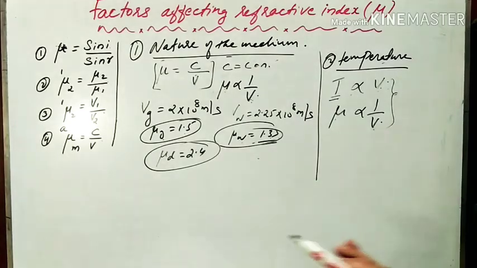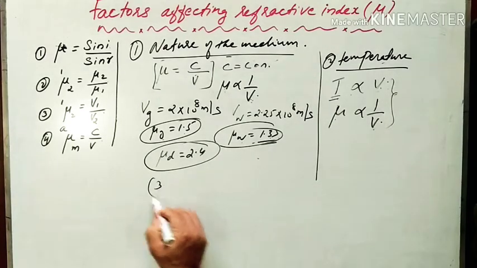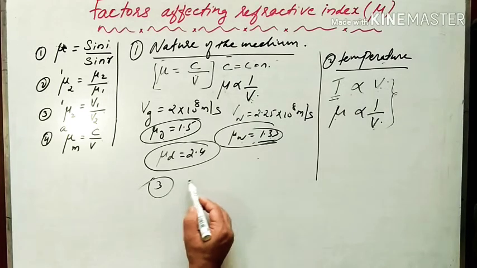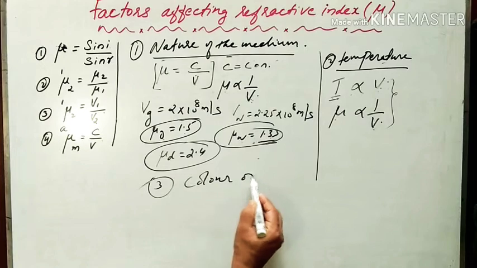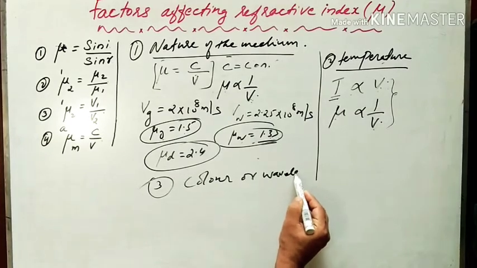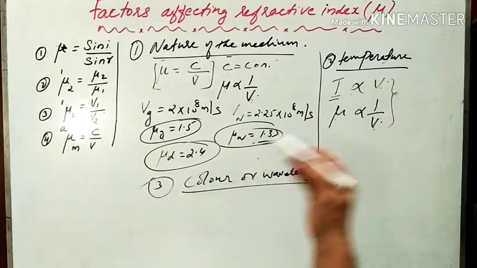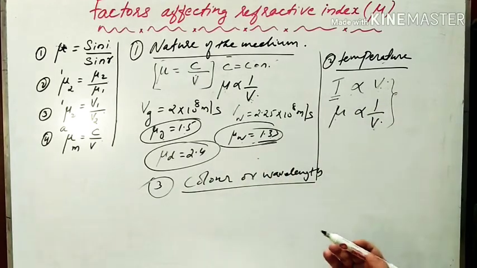Now the third factor affecting the refractive index: the color or wavelength of light. Please learn all these factors. Based on these factors, board questions could be asked.